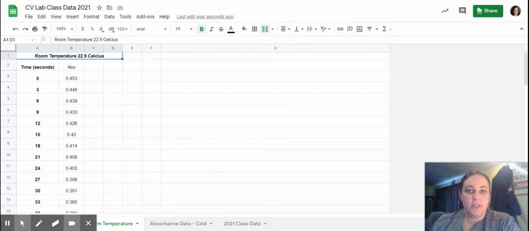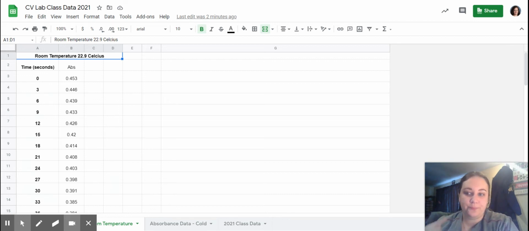By using Beer-Lambert's law, which was A equals EBC. It's the absorbance is related to the concentration. And so the more crystal violet that's in there, the more purple it is, the higher its absorbance. As it gets used, the concentration goes down, it becomes less purple, and so the absorbance decreases. And so you have data at room temperature, and then you have the same data for the same reaction, but at a cold temperature.